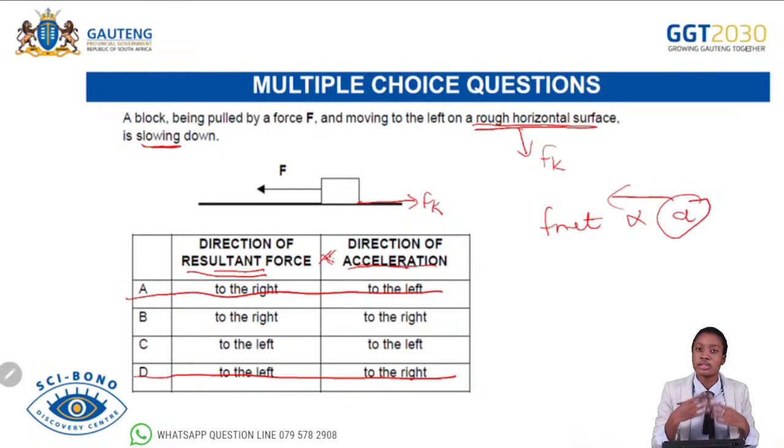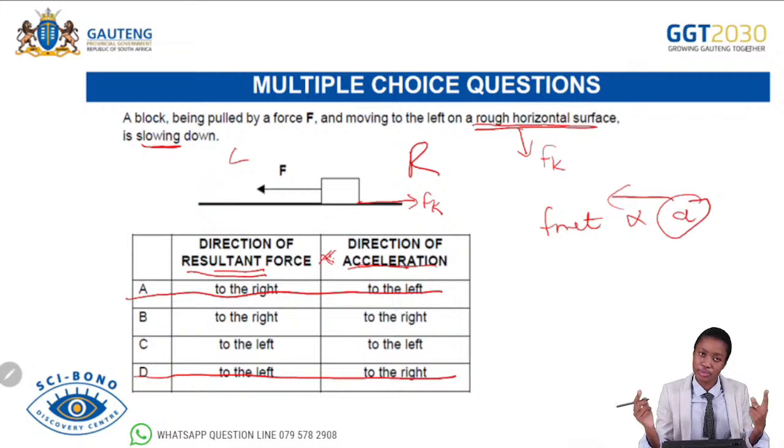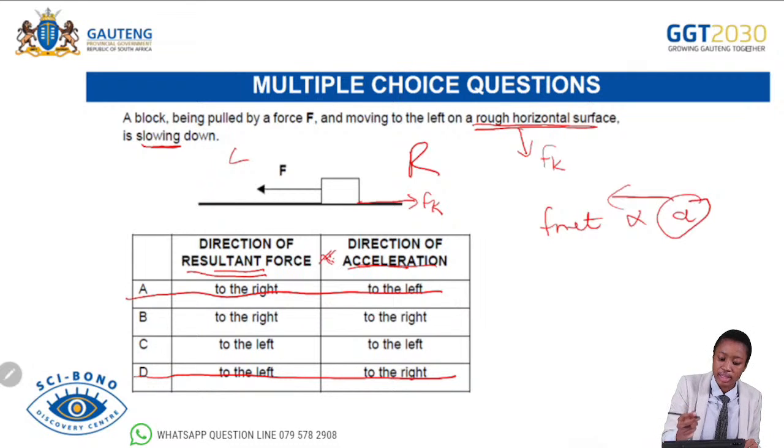So let us look at this situation. We have a block that is moving to the left but slowing down. When it's moving to the left but slowing down, it tells you that it's accelerating in the opposite direction, in the direction of the frictional force. And what is the direction of the frictional force? If it's going left, the direction of the frictional force would be right. Therefore, we know that the answer in this case would be B. The answer is therefore B.